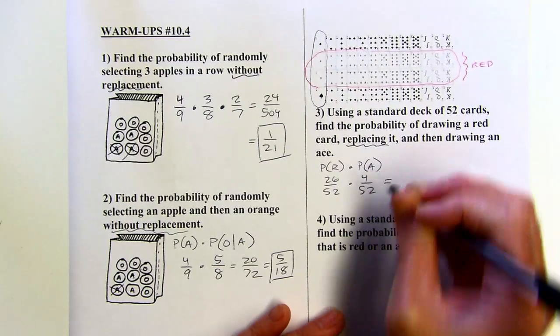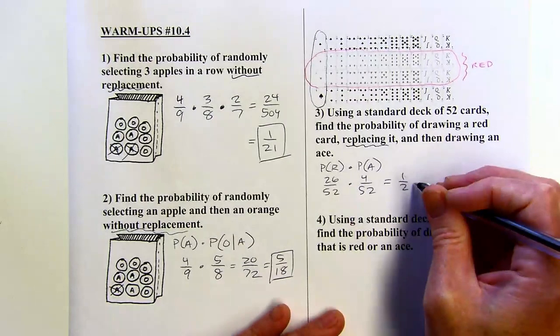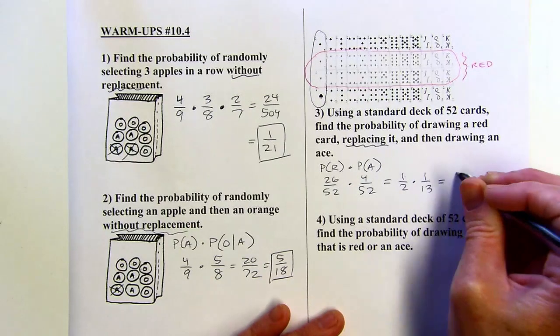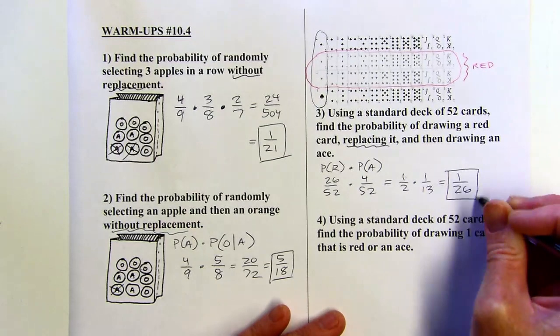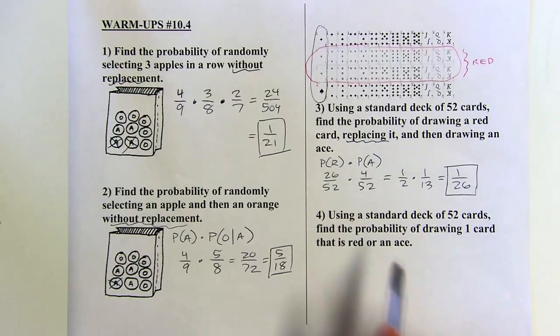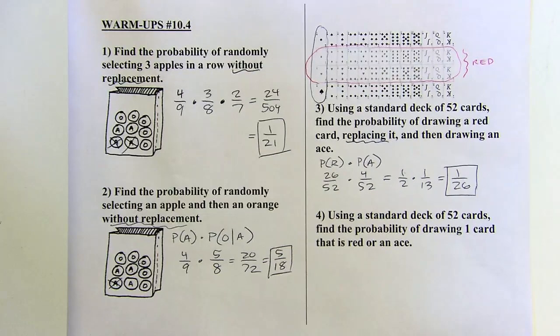Okay, I'm going to reduce both of these. Got 1/2 for that first fraction. The second fraction is going to reduce to 1/13. And then so we get 1 over 26. Of course, you could reduce it at the end after you multiply if you prefer. Okay. All right. Now, using a standard deck of cards, let's find the probability of drawing 1 card.